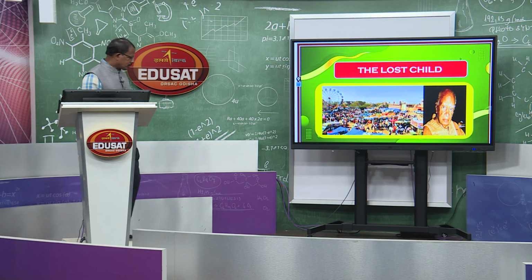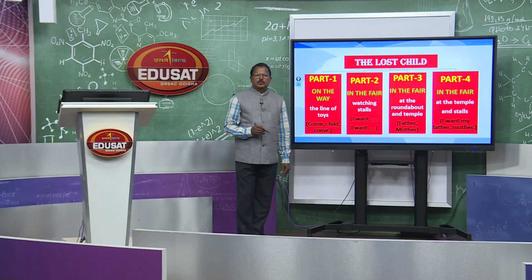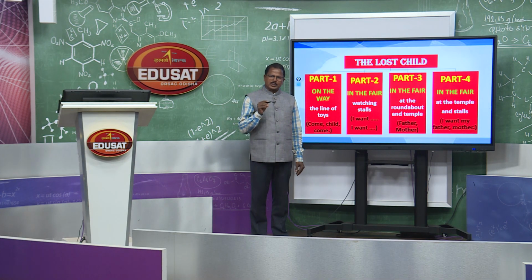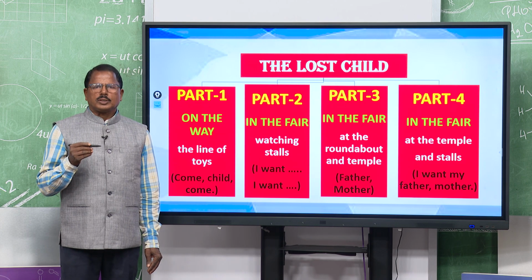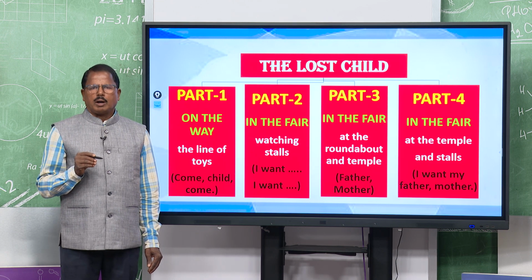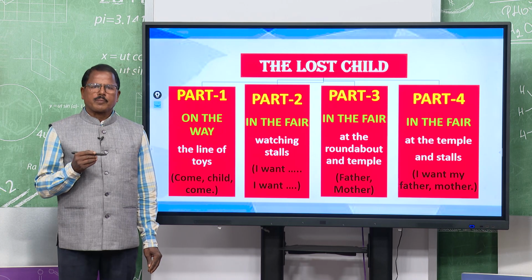So, dear students, let us recapitulate what we discussed. This is a non-detailed text. We have discussed the summary of the story The Lost Child, and for your better understanding I have divided the story into 4 parts, part 1, part 2, part 3 and part 4. This is a story about a child who has been lost, who went with his parents to a village fair and he lost his parents, he missed his parents, and what happened?